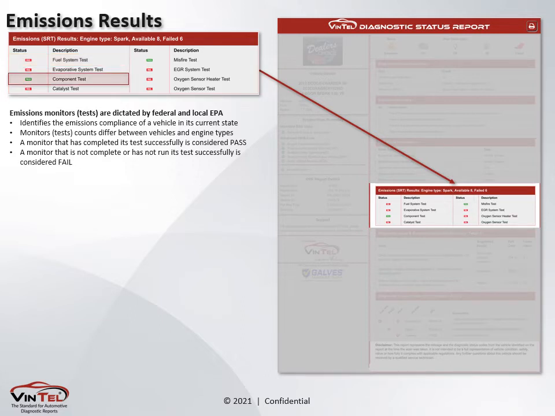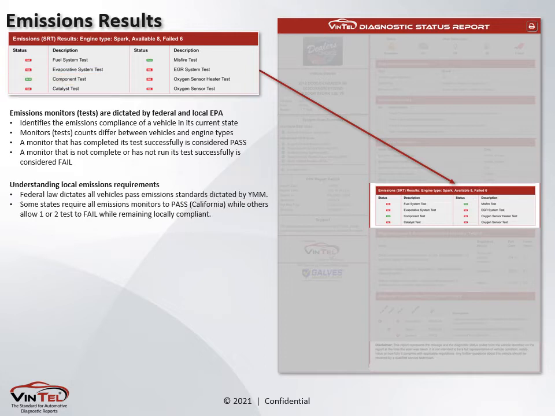Our next example, the component test, is also a continuous monitor for this OEM. So therefore, you can see that it has a green pass flag, which means that this component monitor has passed its test as dictated by both the EPA and the OEM.